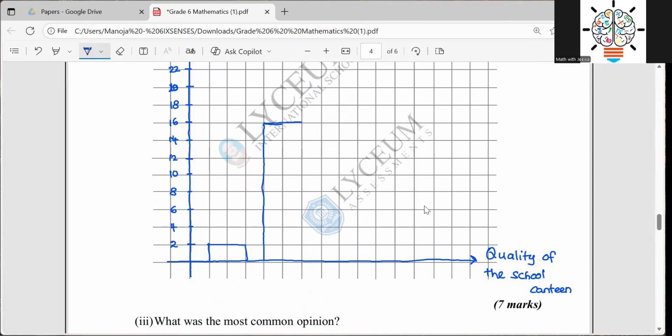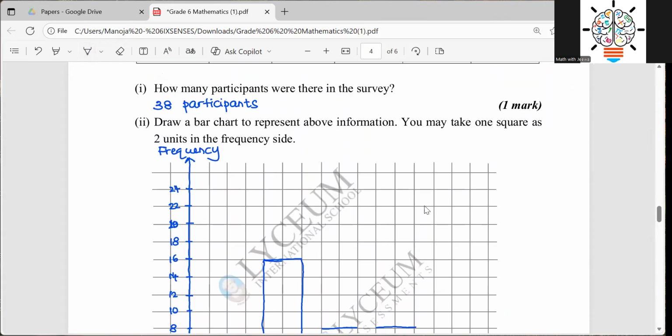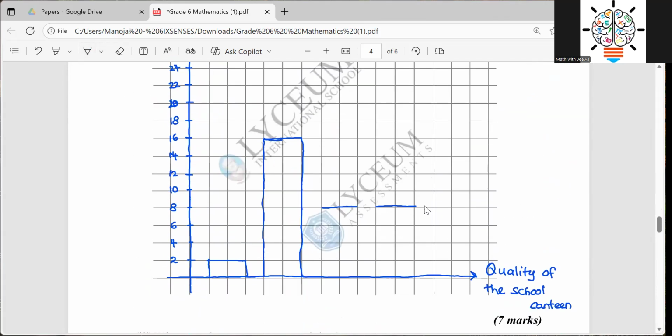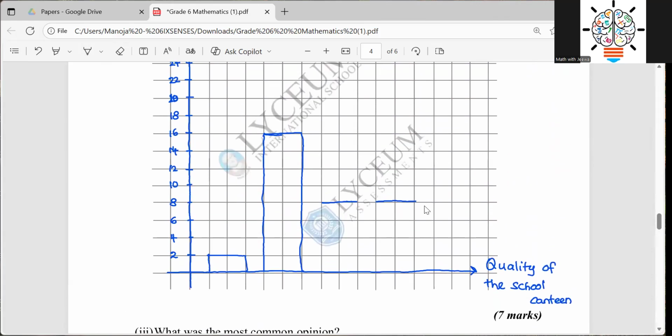Right. 16. And the next one, 8. Next one, 8. And what is the last one? 8 and 8, 4. Right. So then you draw the 4. Last one it is 4.